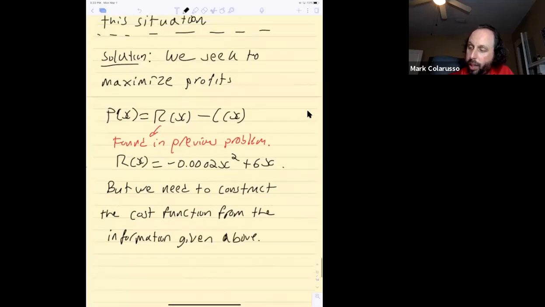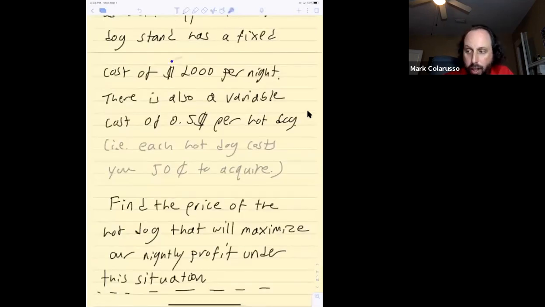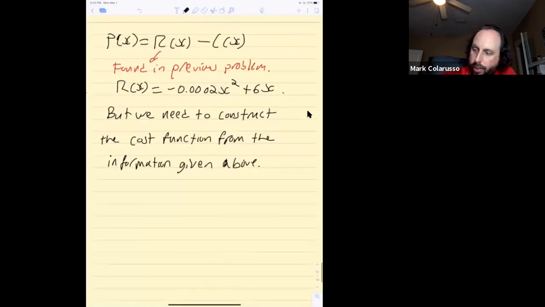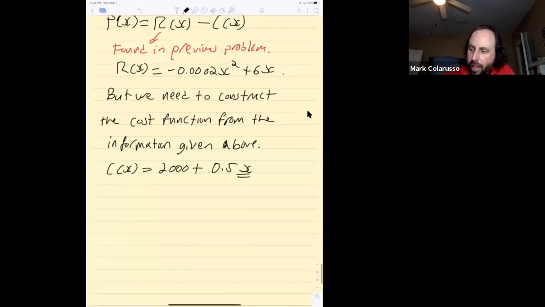Okay, so what are we told? It's $2,000 just to keep the lights on in the hot dog stand, and it's 50 cents per hot dog you sell. It costs you 50 cents to acquire a hot dog. So the cost is this fixed cost plus the variable cost times the number of hot dogs you need to acquire in order to sell them. Okay, so that's the cost function.